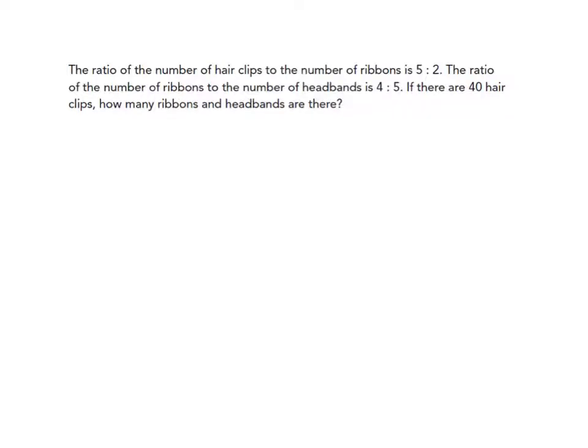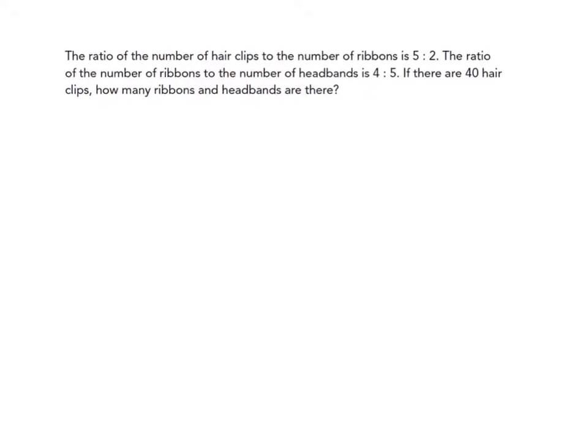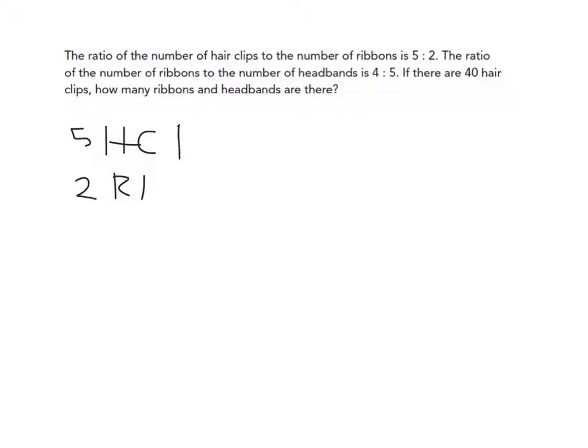Sometimes in ratio problems, the ratios might differ a little bit. So you might have three things that you're comparing, and then the ratios change in the middle of the problem. So this one, for instance, the ratio of the number of hair clips to the number of ribbons is 5 to 2. So I'm going to set up a ratio of that first. 1, 2, 3, 4, 5 to 2.